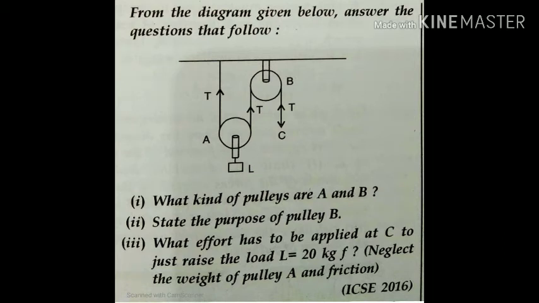From the diagram given below, answer the questions that follow. Look at the picture. What kind of pulleys are A and B? Second, state the purpose of pulley B. Third, what effort has to be applied at C to just raise a load of 20 kg force, neglecting the weight of pulley A and friction? Neglecting the weight and friction, it's an ideal case. Let us try to solve the question.